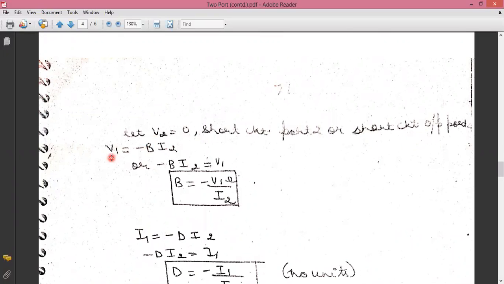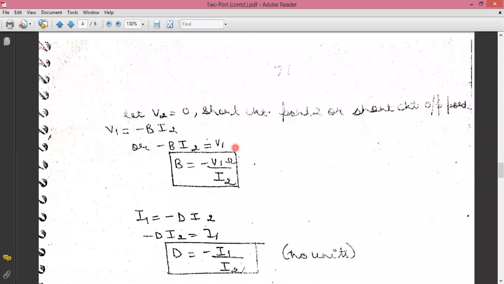So the equation becomes V1 is equal to minus B times I2. So from here, what is the value of B? B is equal to minus V1 upon I2. Is it clear? Yes, sir. And similarly, when you substitute V2 is equal to 0 in the second equation, you are getting I1 is equal to minus D times I2. So here D is equal to minus I1 upon I2.